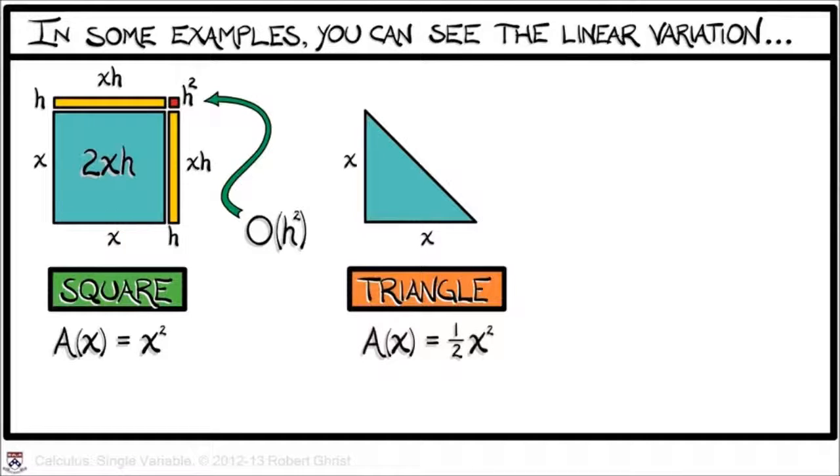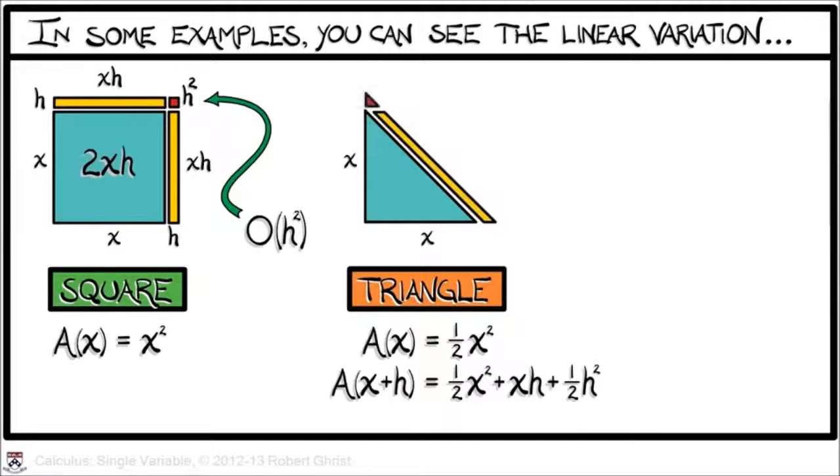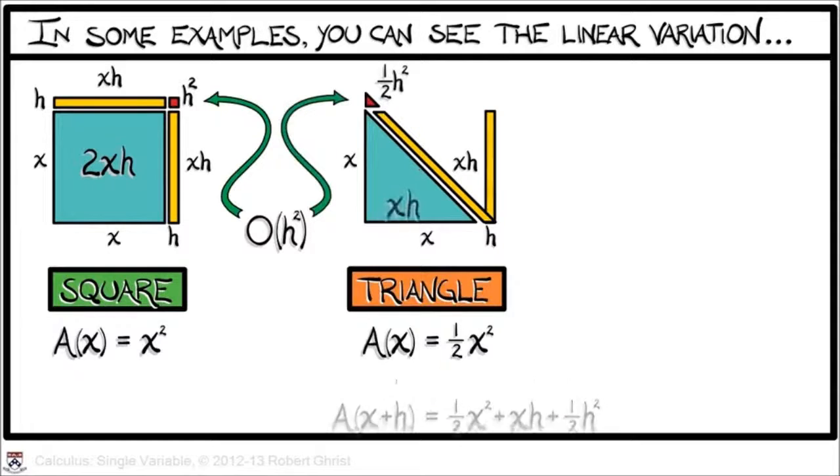Then the area, 1/2 x squared, has the following variation. A of x plus h is 1/2 x squared plus x times h plus 1/2 h squared. Visualizing the additional area, we can break it up into a parallelogram whose width is h and whose height is x, giving a linear variation term of x times h. The leftover material is in big O of h squared.